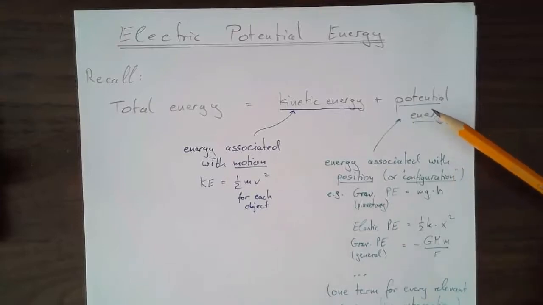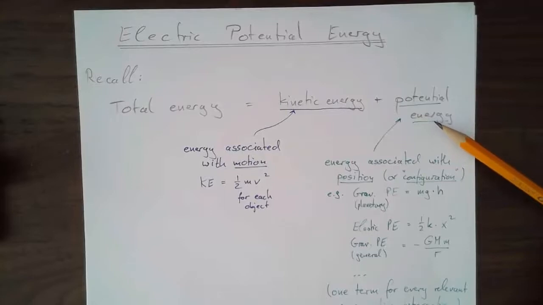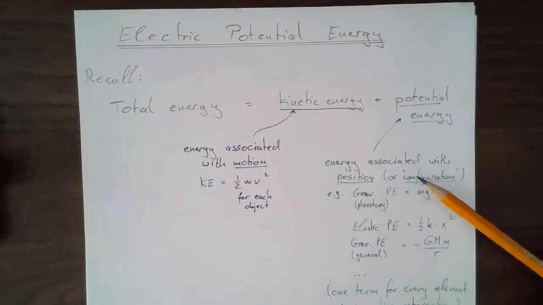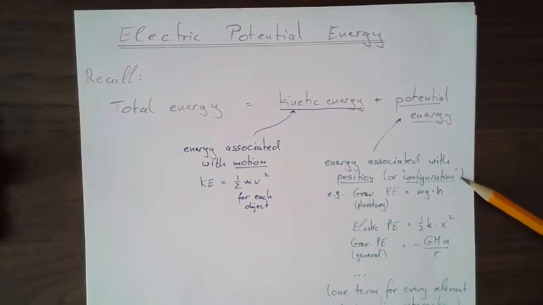Potential energy, well, how to calculate it depends on the interaction, right? But generally, potential energy is energy associated with where things are, like the position of the components of the system. Or you might say in more technical terms, the configuration. That is, how are those different pieces that make up your system positioned relative to each other?